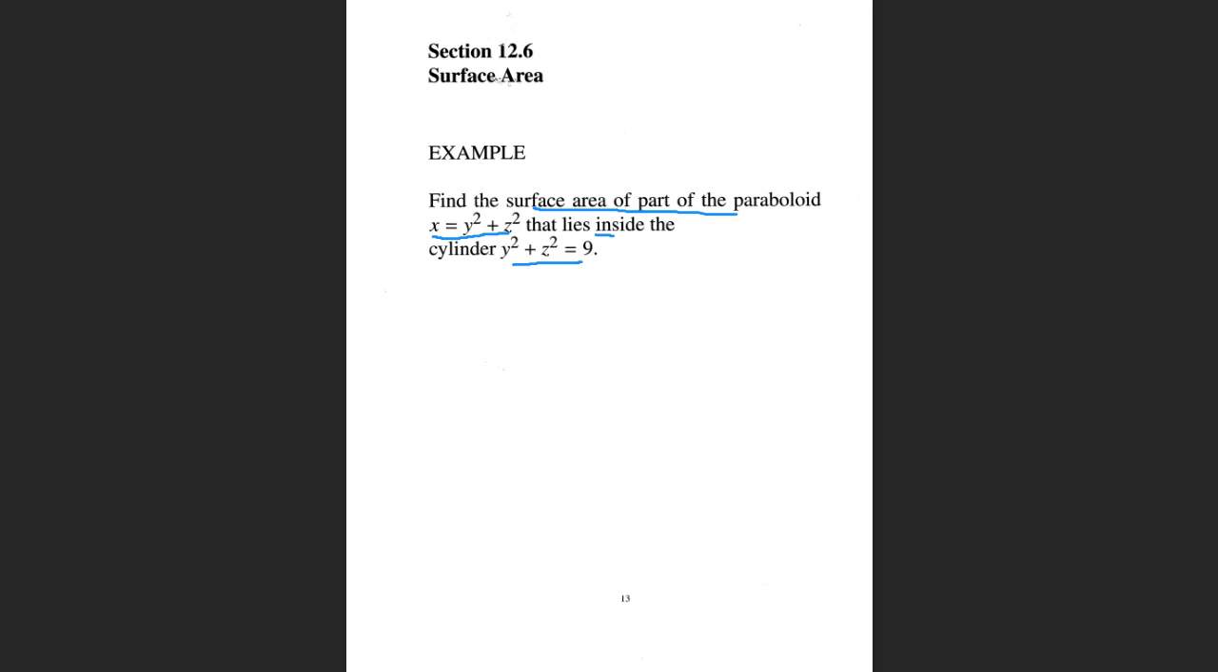You know, the surface area has to be finite. So it couldn't be the whole paraboloid, because that would be infinite surface area. But the part of the paraboloid that lies in the cylinder is finite. So what would this look like? Well, let's look at a picture here.